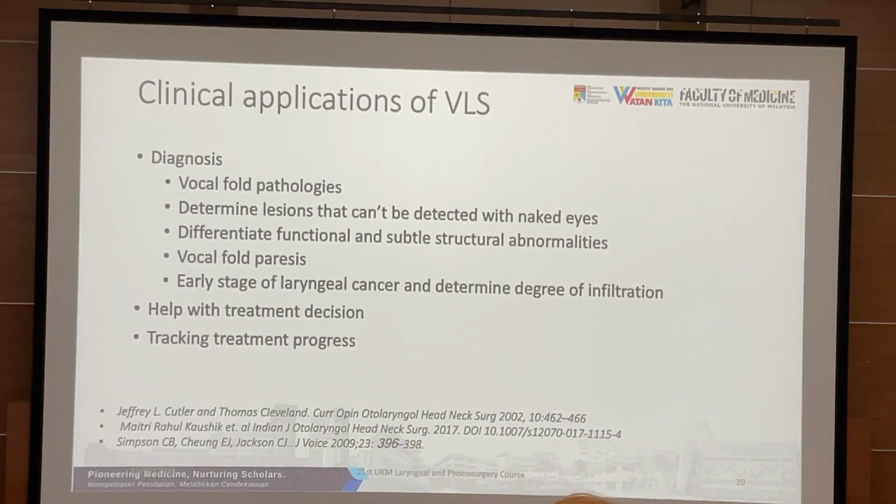But for sulcus, something that is small or very superficial, very early stage, you would need video stroboscopy to determine lesions that can be seen with the naked eye. Also, video stroboscopy will help you differentiate the hoarseness the patient is having when you can't see anything on the vocal fold. Is it functional or is it structural, or is there some subtle lesion that can be seen?